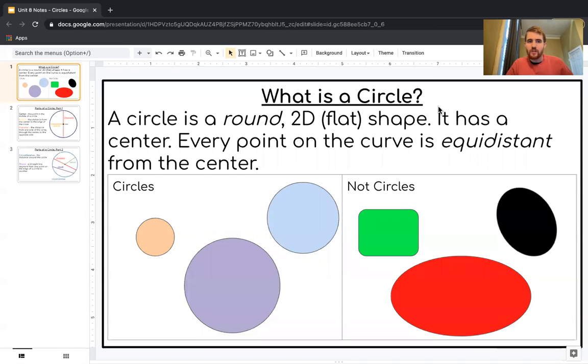Hello, everyone. In this video, we're going to be talking about how to find the different parts of a circle. So if you were in class, this is going to be review. If you missed class, then this is going to go over kind of what we went over in class.